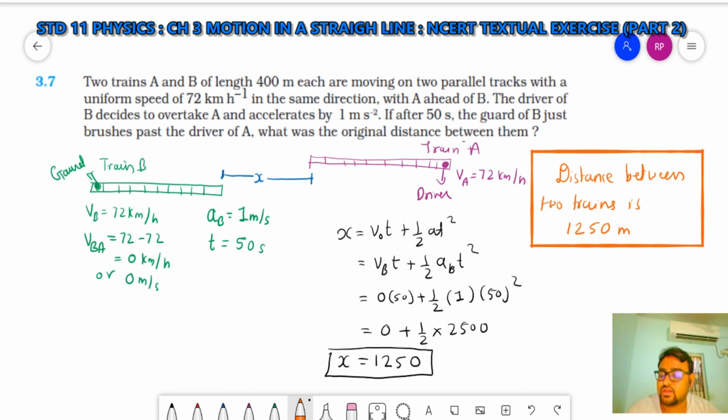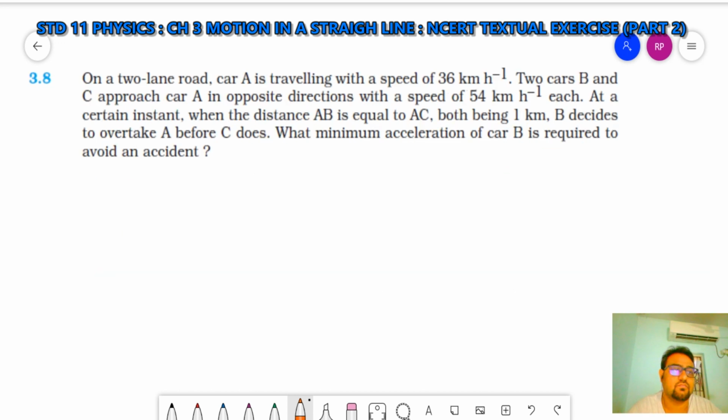Now let's move to the next, that is 3.8. Question number 3.8. On a two-lane road, car A is traveling with a speed of 36 kilometer per hour. Two cars B and C approach car A in the opposite direction with a speed of 54 kilometer per hour. Now everyone knows what a two-lane road is.